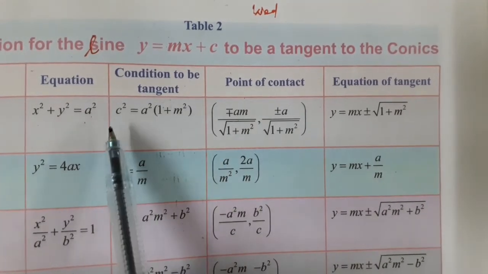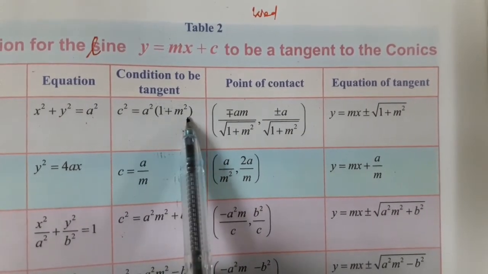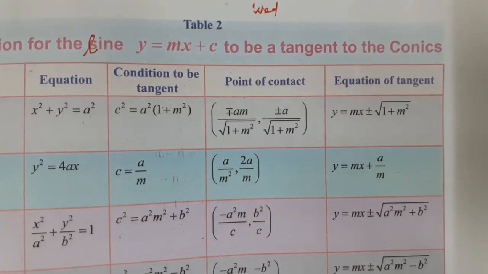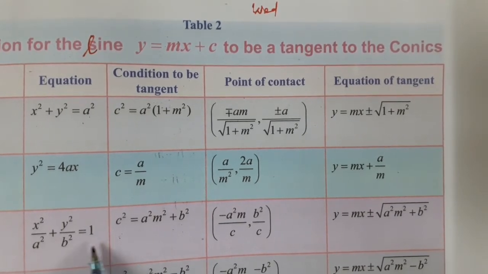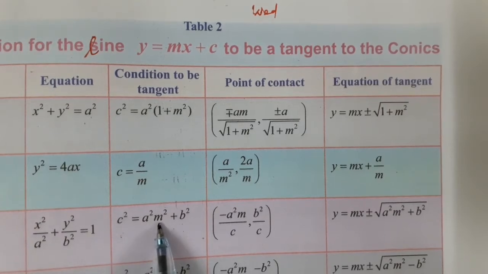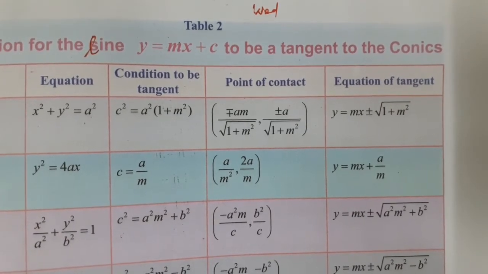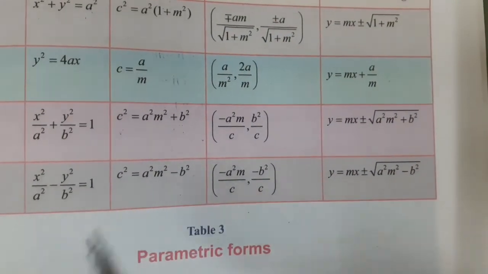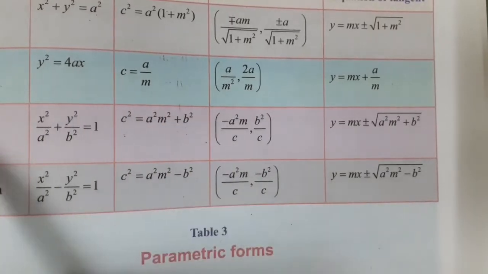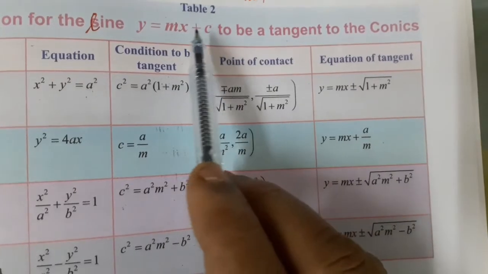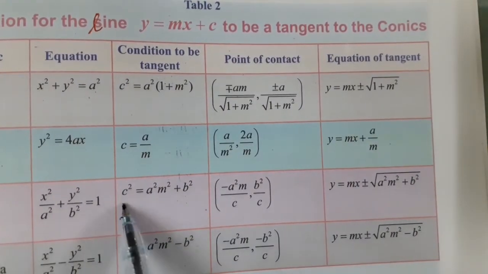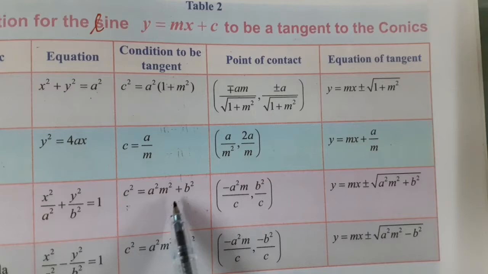So the condition for the circle is c square equal to a square into 1 plus m square. Similarly, for the ellipse we have a plus sign, but the hyperbola has a minus sign. The condition for the ellipse is c square equal to a square into m square plus b square, but for the hyperbola it is c square equal to a square into m square minus b square. Now we learn this one only. In this question, the line y equal to mx plus c is tangent to the ellipse, so the condition is c square equal to a square into m square plus b square.